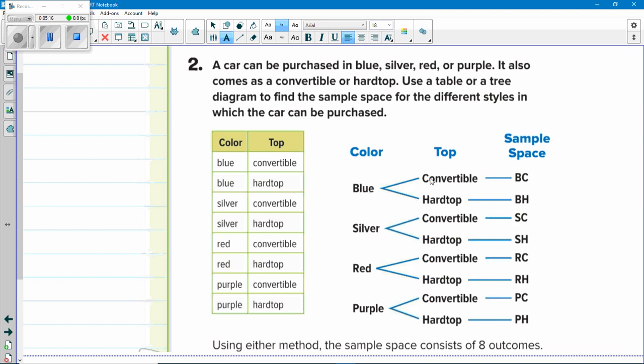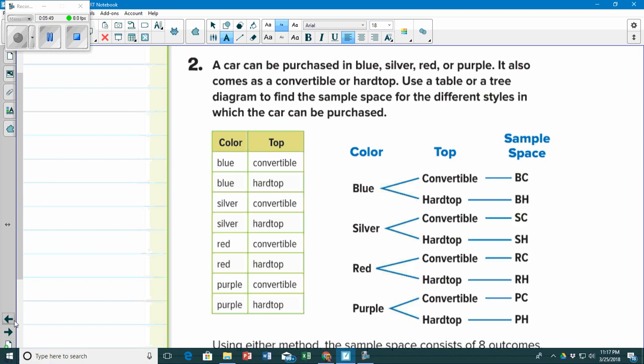Okay, so look, blue convertible, blue hardtop, same thing we saw there. Sample space, they're just abbreviating, saves you some writing. Silver convertible, silver hardtop, red convertible, red hardtop, purple convertible, purple hardtop. There's 8 outcomes. If they ask you to list the sample space, that means write down what could happen. You can abbreviate or you can write it out. It's really not difficult. You just have to be organized as you try to figure it out. Exhaust all possibilities for the first category before moving on to a different color in this case.